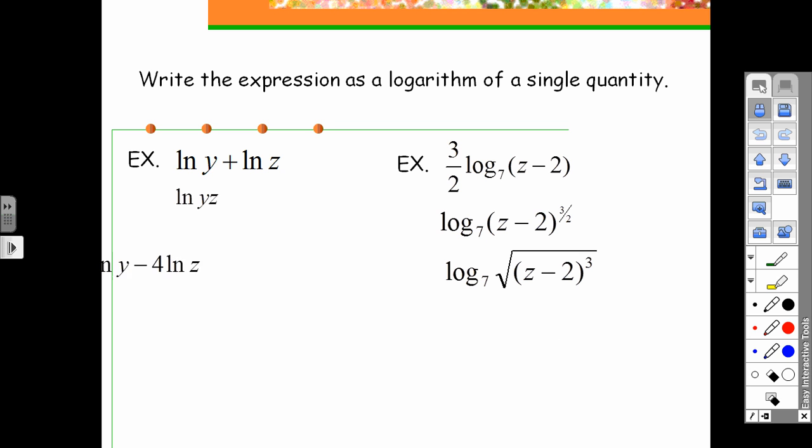Okay? One last example. This one kind of puts it all together here. We have 3 times the natural log of x plus 1/2 times the natural log of y minus 4 times the natural log of z.